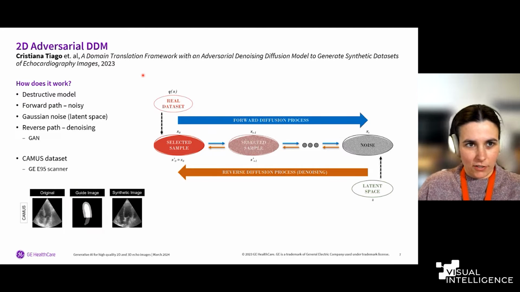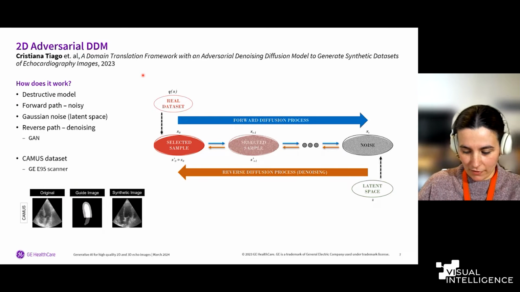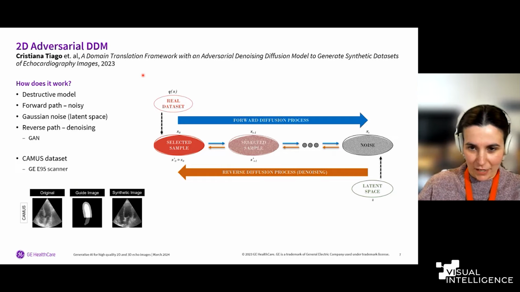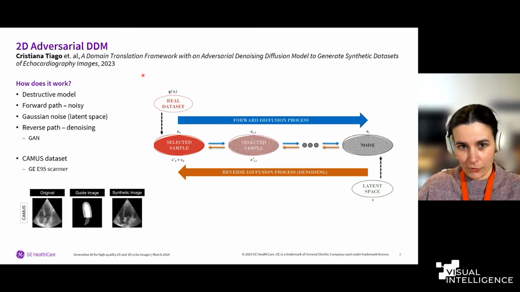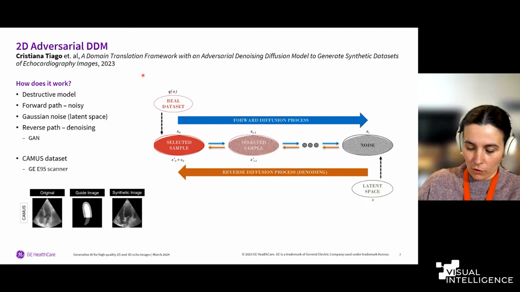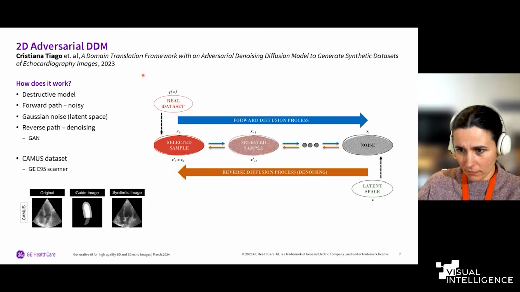So how does this adversarial diffusion model work? It is similar to the diffusion models. It's a two-path model: forward process, reverse process. The forward process just takes a training sample and adds noise during a certain number of steps, until all you have left is a noisy image. And this is why these models are called destructive models, because you destroy your input. And all you have in the end is a Gaussian noise image.